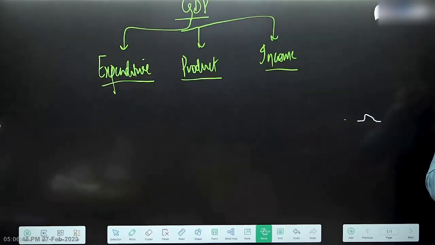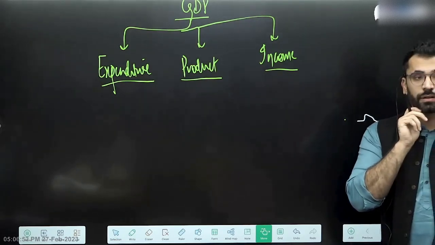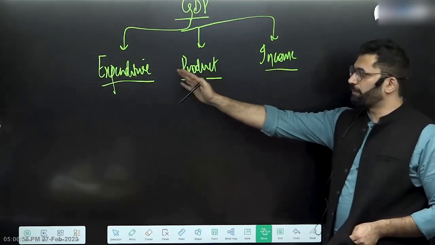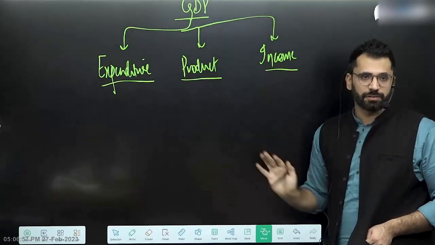Producer point of view and no, that is your expenditure method. I'm asking the difference between the 3, the broad difference between the 3.